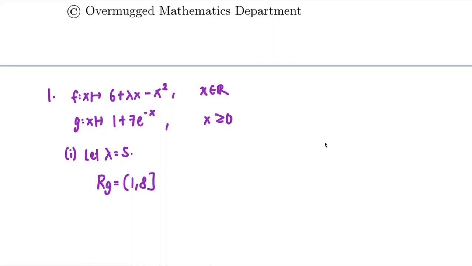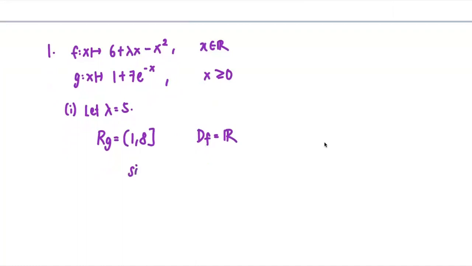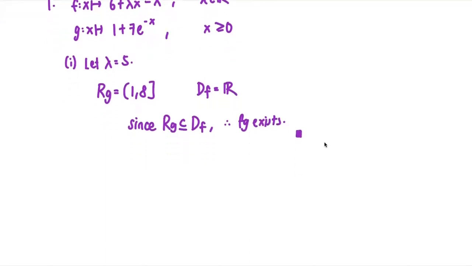Excluding 1, including 8. For your domain of f, this should be the real line. Then you just explain, since the range of g is a subset of the domain of f, therefore we know that fg exists. Okay, proven. This is the answer for part 1. And now we need to find the range.